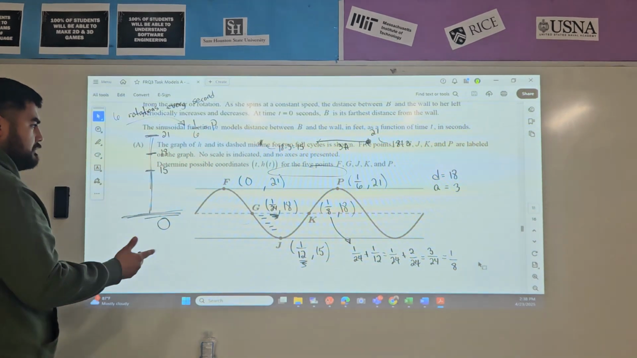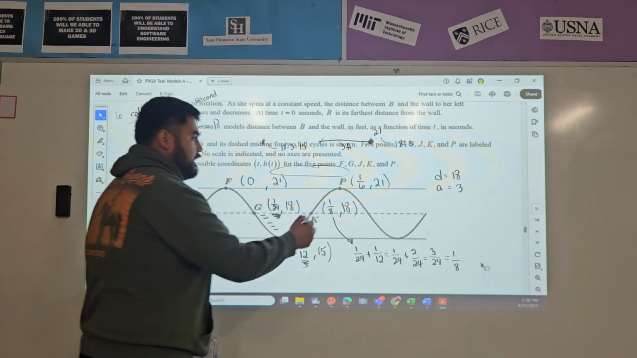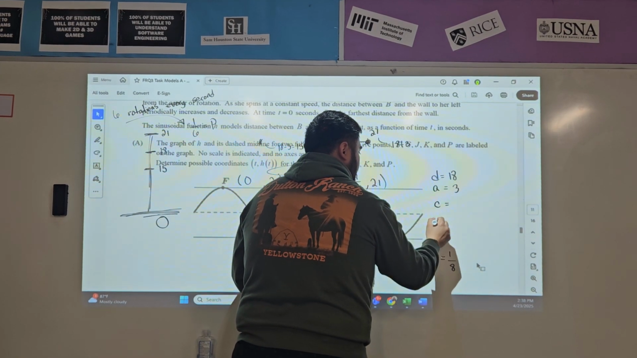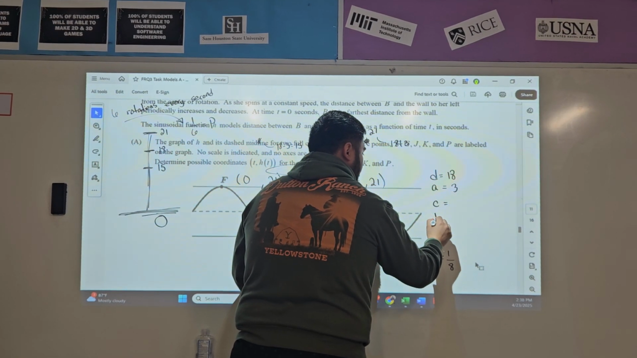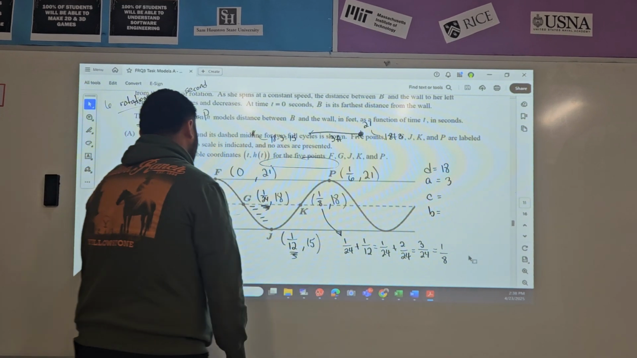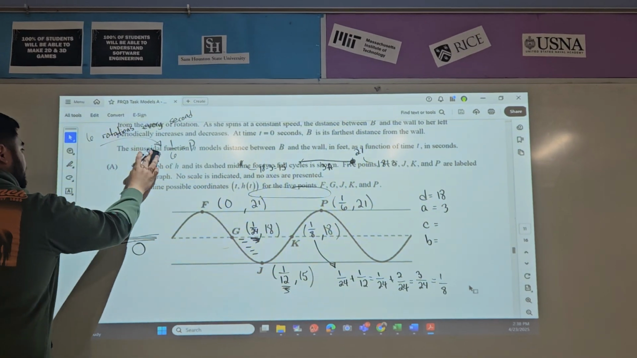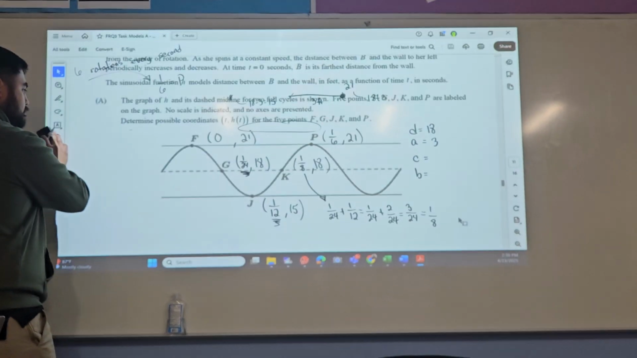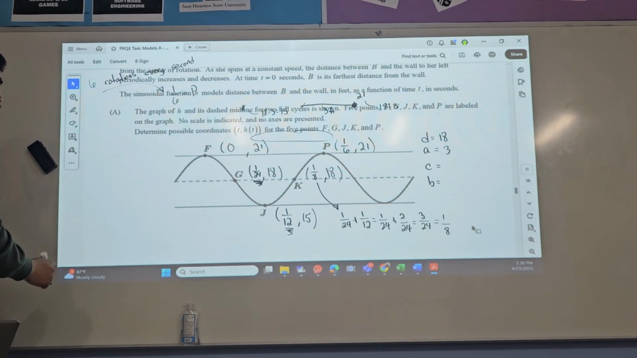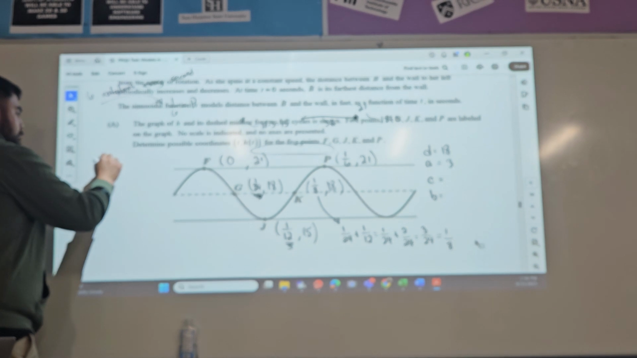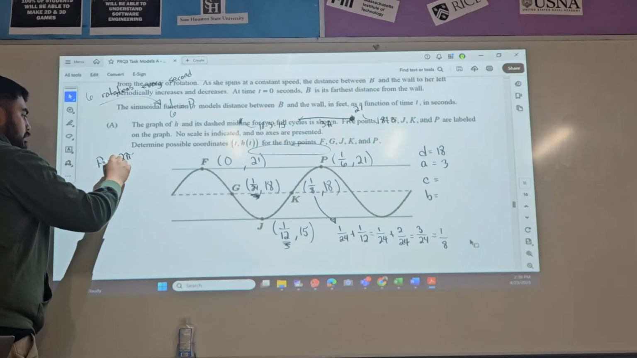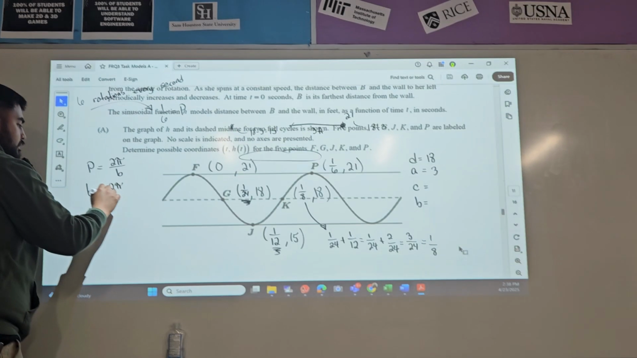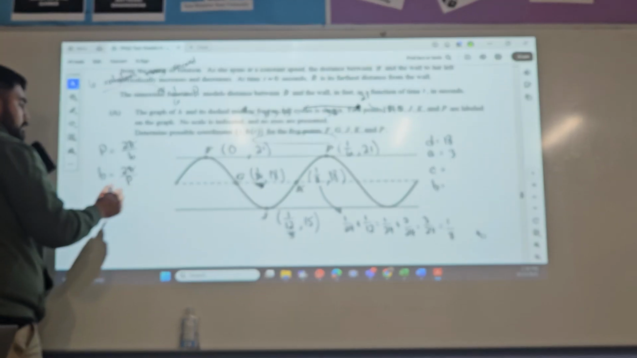So now, what am I missing? I have A, I have D, I'm missing C, and I'm missing B, right? So let's solve for B first. Let me erase this right here. Let me give myself some room. So if I focus over here, you have to remember the period is 2 pi over B. If I want to get the B value, I'm going to have 2 pi over P, right?